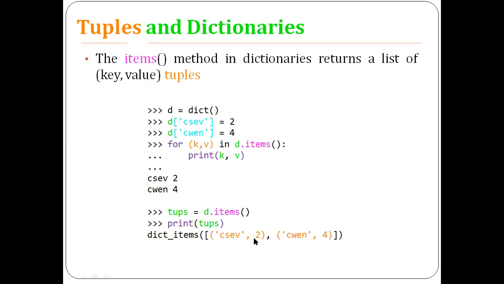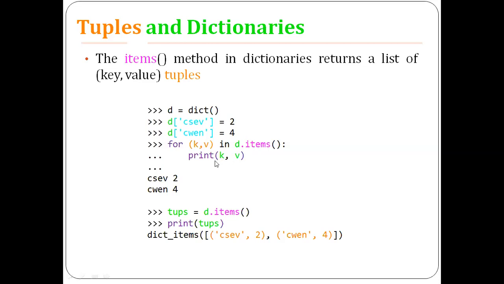Look at this one, CSEV is equal to 2 and CWEN is equal to 4. We have seen this in the last class, that is how to initialize a dictionary. An empty dictionary has been created using the dict function, and we are creating a key and value pair here: CSEV is equal to 2 and CWEN with the value 4. So what you do is extract the items, that is the pairs of key and value. All the key and value pairs will be extracted and stored in k and v.